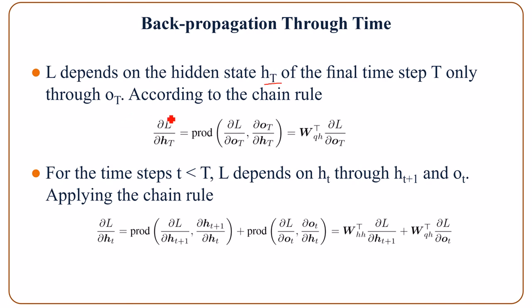So the derivative of the loss function with respect to the final hidden state h uppercase T follows the chain rule, and here we don't see the sum anymore. How can we calculate this derivative?